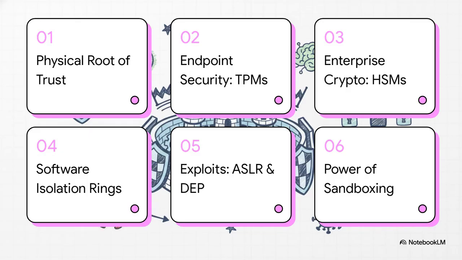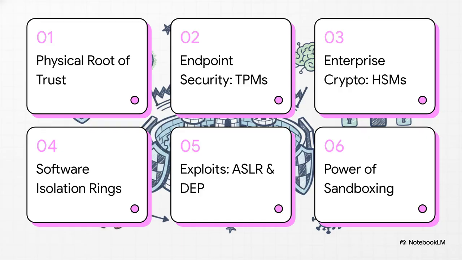Here's the architectural blueprint for our explainer today. We'll be covering 1. The physical root of trust. 2. Securing the endpoint with TPMs. 3. Enterprise cryptography with HSMs. 4. Software isolation in rings. 5. Defeating exploits with ASLR and DEP. And 6. Containment and the power of sandboxing.